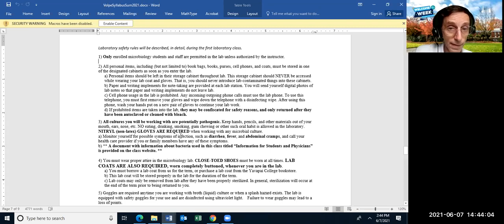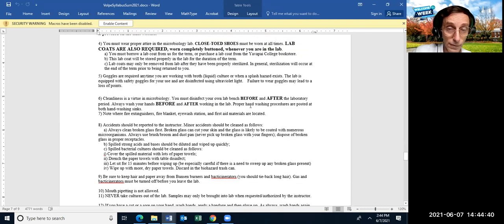All cultures can be potentially pathogenic, so keep hands, pencils, and other materials away from your mouth, your ears, your nose, etc. No eating or drinking or smoking or gum chewing or any other oral habit is allowed in the lab. You have to wear gloves while you're in a microbiology lab, at least in my lab. You should monitor yourself if you get infected and then have, like, diarrhea that could be caused from the lab. You should be wearing a lab coat while you're in the lab.